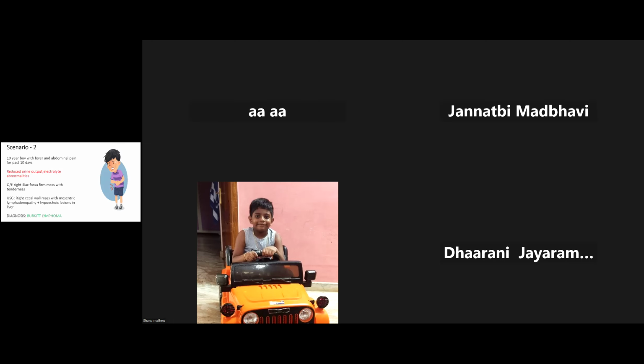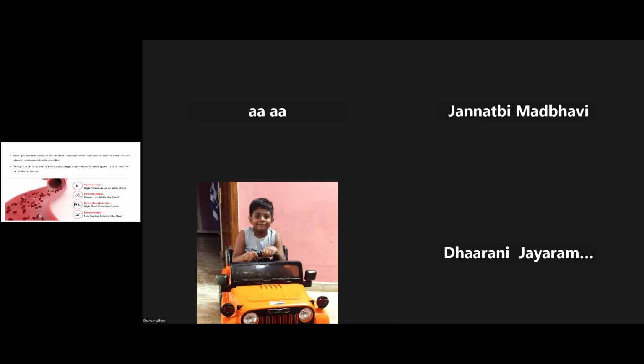Coming to the next scenario, a 10-year-old boy with fever and abdominal pain for the last 10 days. On examination, he has a right iliac fossa mass with tenderness. USG reveals a right cecal wall mass with lymphadenopathy and hypoechoic lesions in the liver. Then the examinations show the child has decreased urine output. There are multiple electrolyte abnormalities, and the final diagnosis comes out to be Burkitt's lymphoma. So, what is this scenario? It is tumor lysis syndrome.